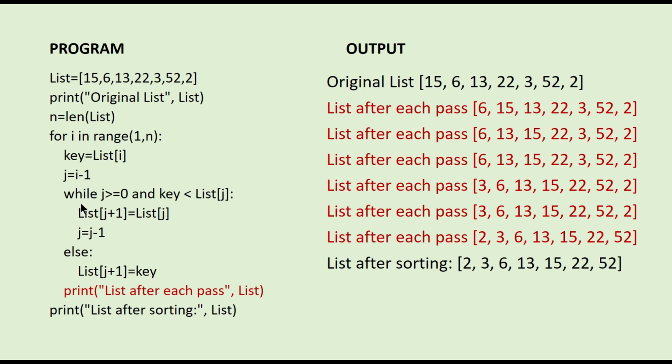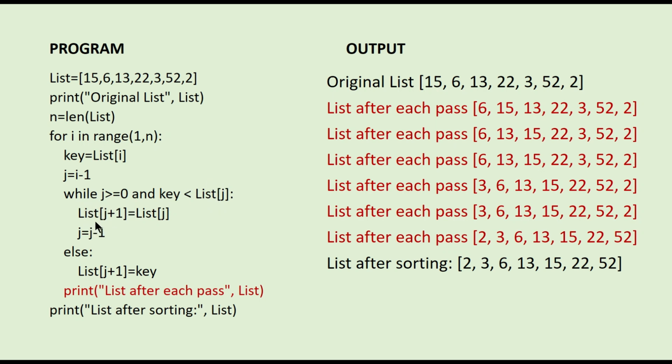And the condition is while j greater than or equal to 0, so I have to do the comparison till the 0th index. That is the reason why j greater than or equal to 0 and key is less than list of j. Whatever the value that you are having, if it is lesser than the previous value, then you have to go to the previous position, and you have to repeat this task. That is the reason why it is given in a while loop.